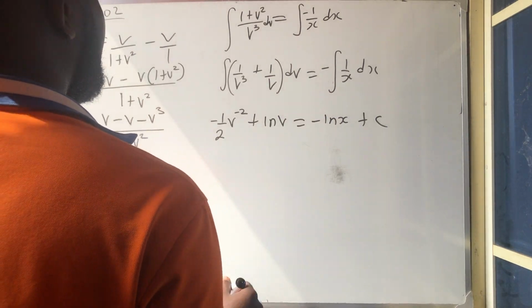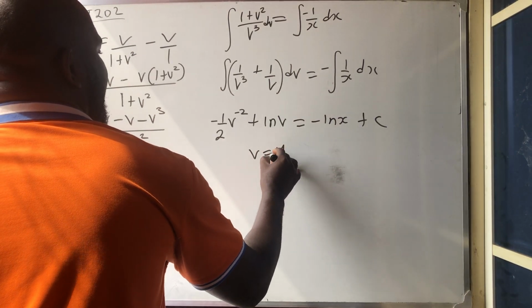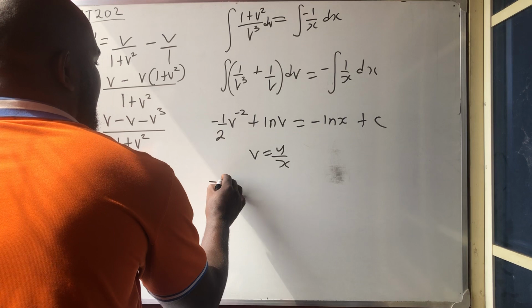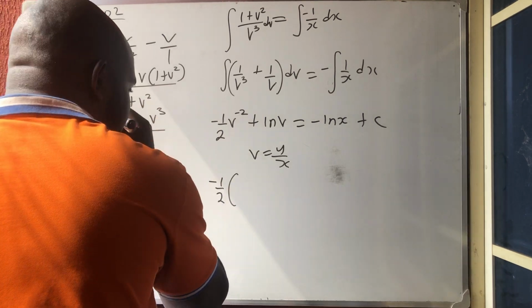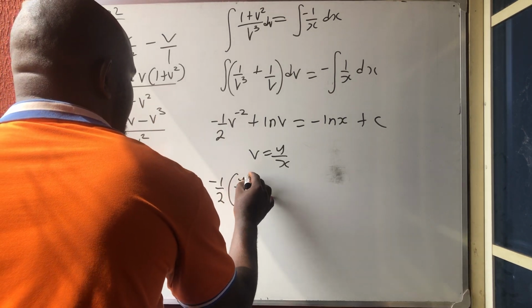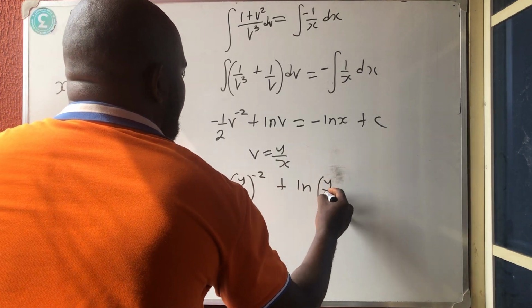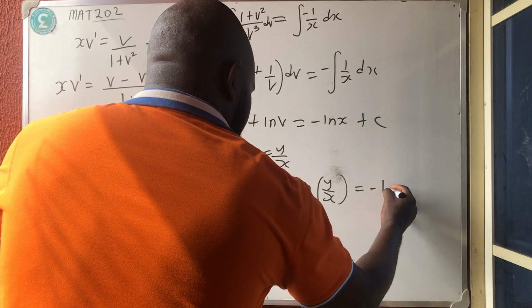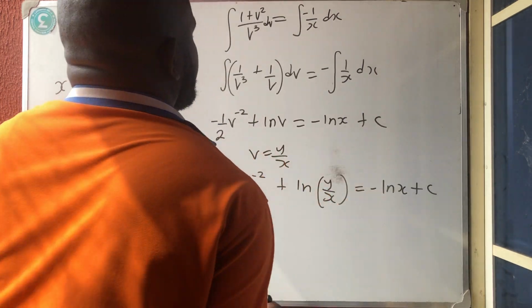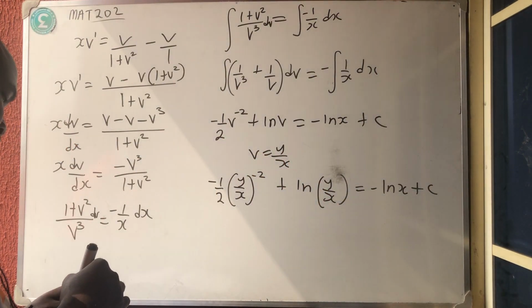So don't forget what your v is. My v is equal to y over x. So substitute: minus 1 over 2 times (y over x) all raised to power minus 2 plus ln (y over x) is equal to minus ln x plus a constant. So that is the solution to that.